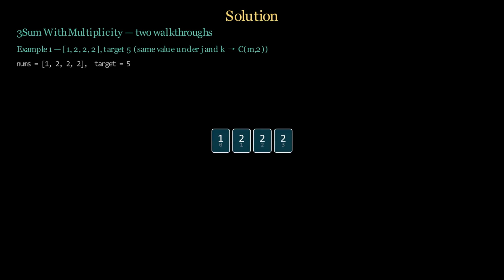First example, j and k can land on the same value. We count those pairs with m choose 2. We sort the array so equal numbers sit together in one run. That is how we count pairs inside a band when the sum matches what we need.